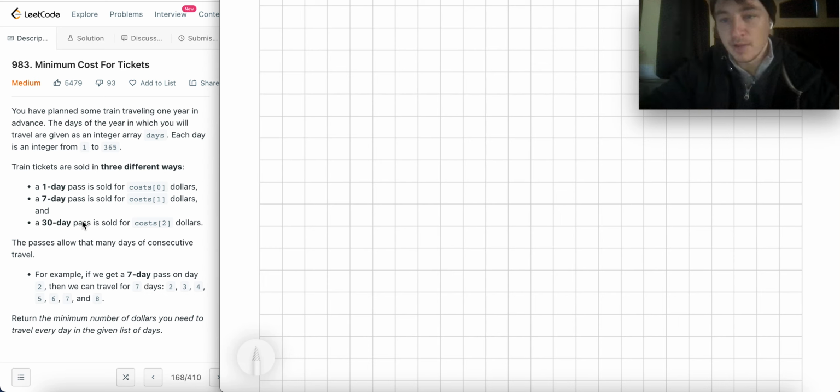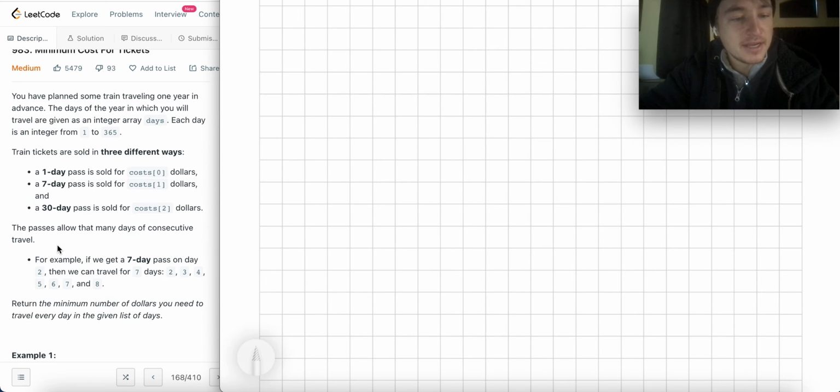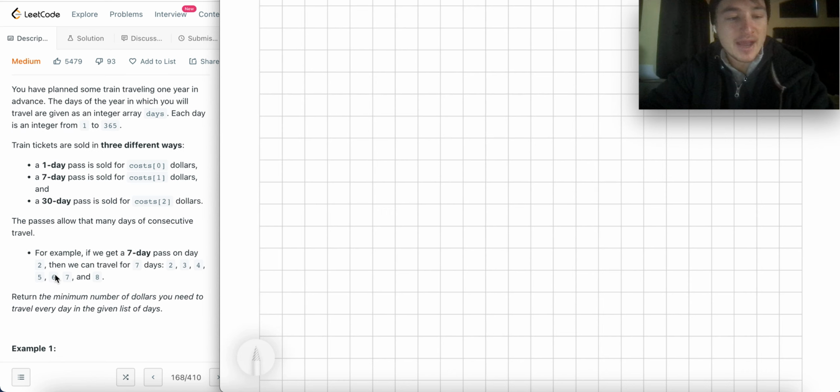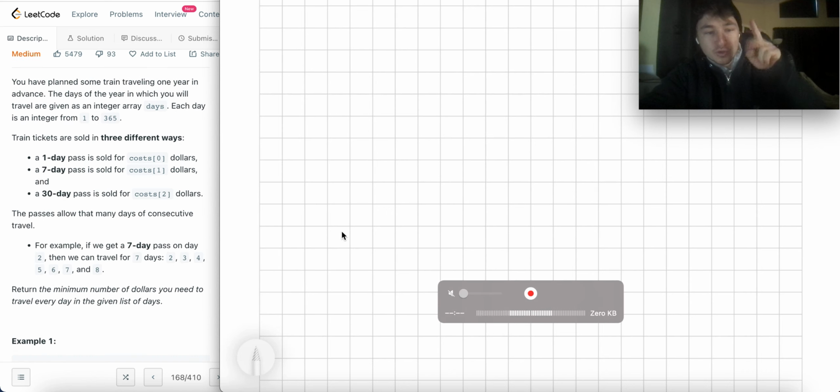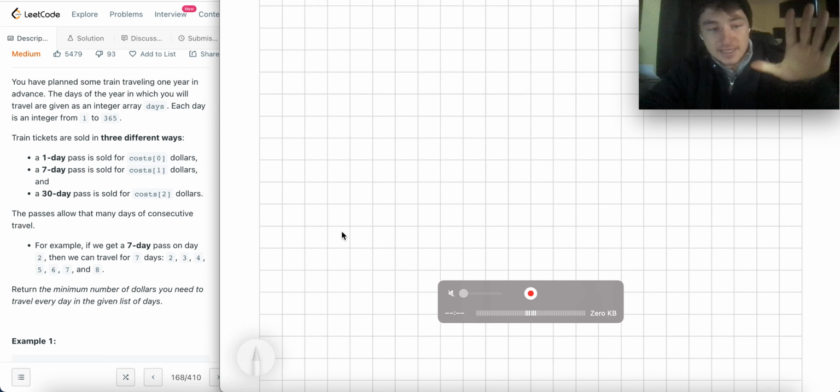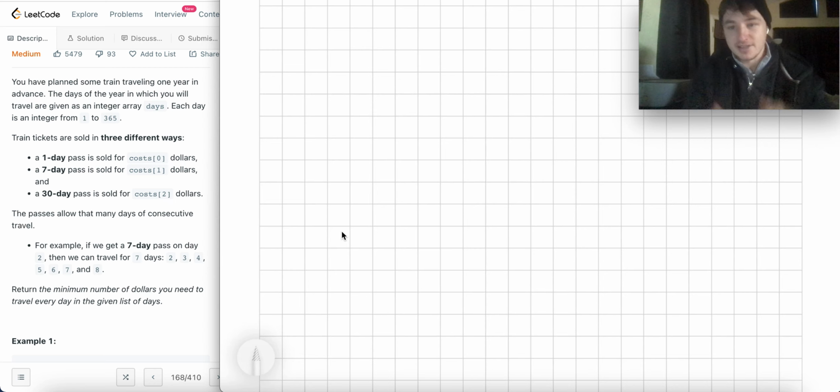So it's kind of an applicable problem to situations that we see ourselves in. The passes allow that many days of consecutive travel. It makes sense: if I buy a 30-day pass, I can travel for 30 days. So if I buy a 7-day pass on day 2, I can travel on days 2, 3, 4, 5, 6, 7, and 8, so 7 days.